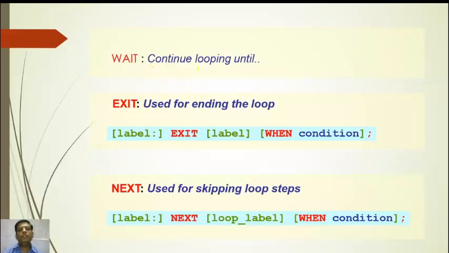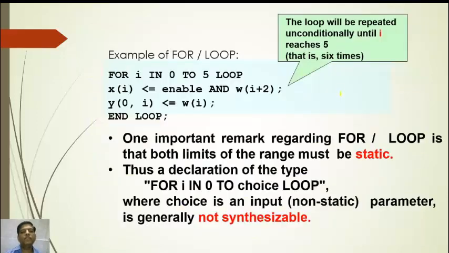Wait: continue looping until. Exit: used for ending the loop. Label, colon, exit, label, when condition. Next: used for skipping loop steps. Label, colon, next, loop underscore label, when condition. So these are some further loop statements: wait, exit and next.